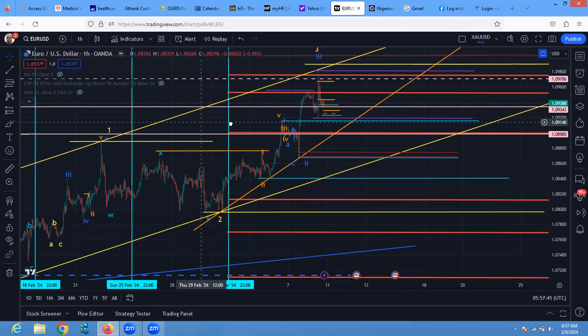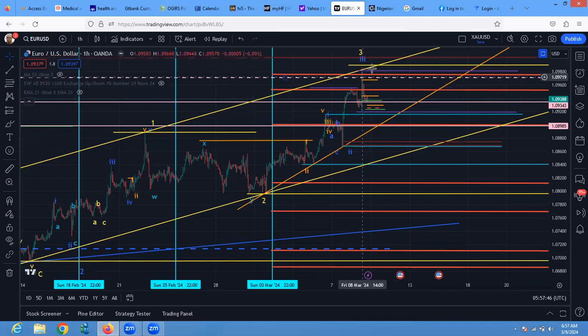So any correction that you have is not until we walk very close to this point and break it, then we are still going further up. Okay, so that is what I can say here.